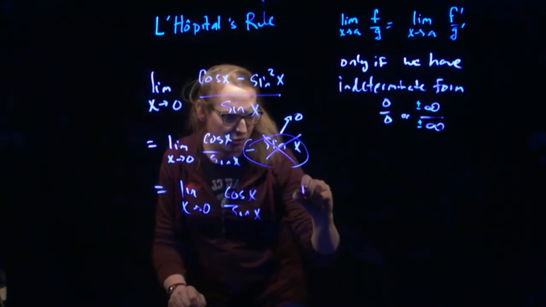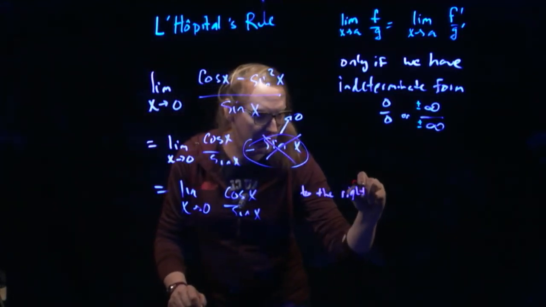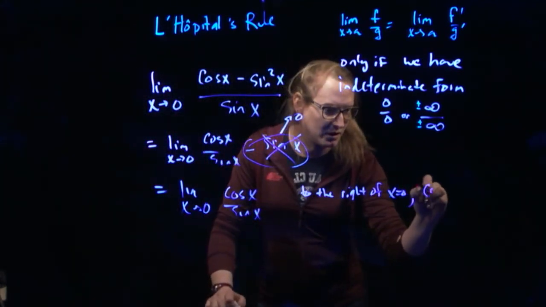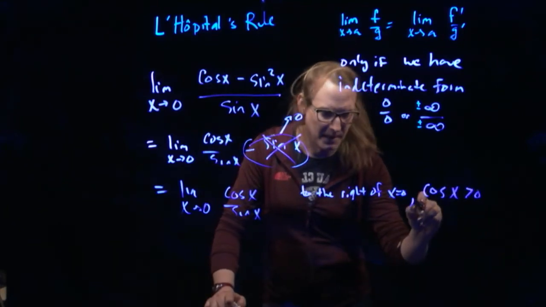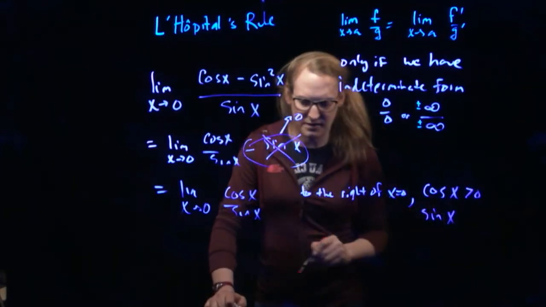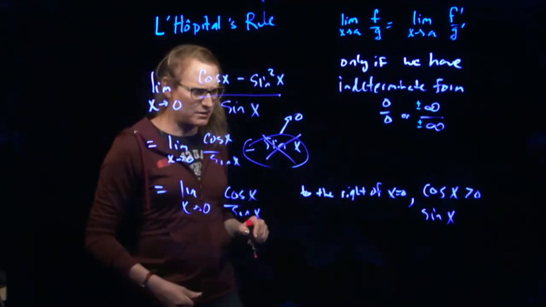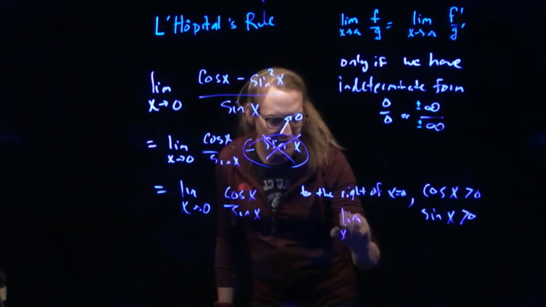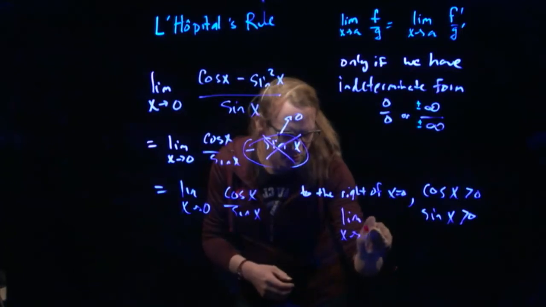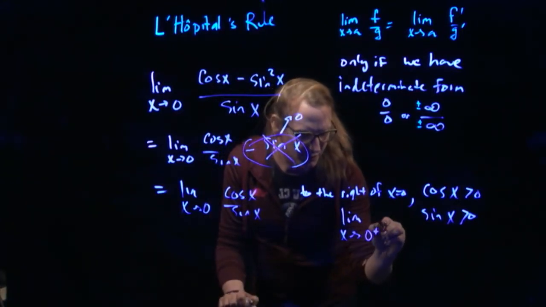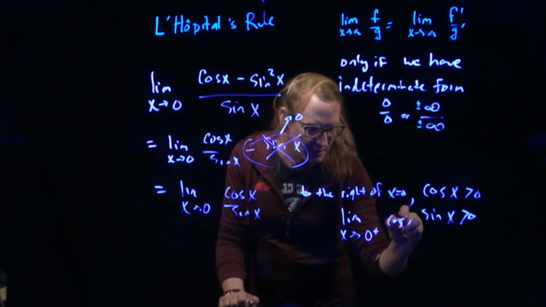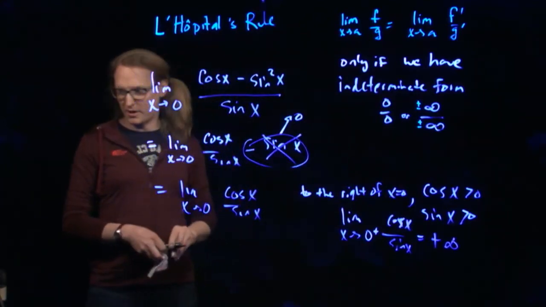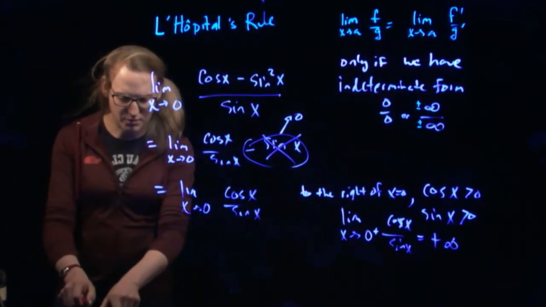So to the right of x equals 0, x is positive, and cosine of x is bigger than 0, and sine of x to the right is bigger than 0, so the limit as x approaches 0 from the right of cosine x over sine x equals positive infinity. But what about to the left?